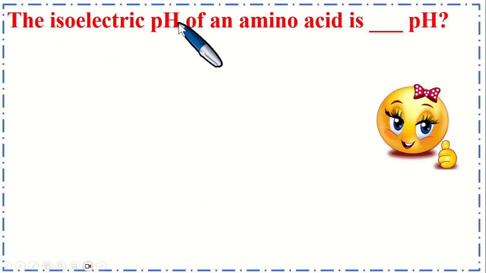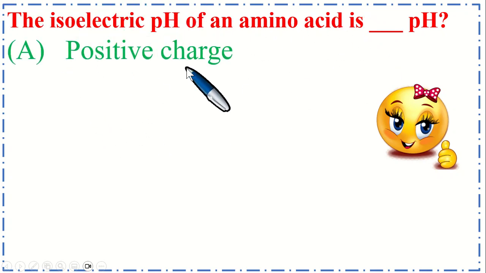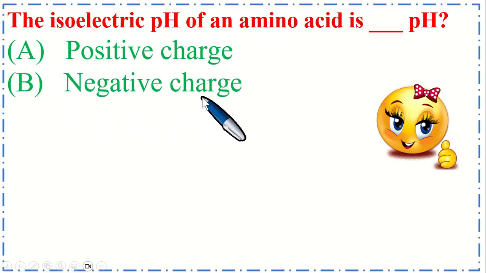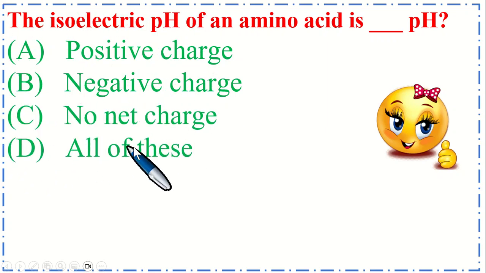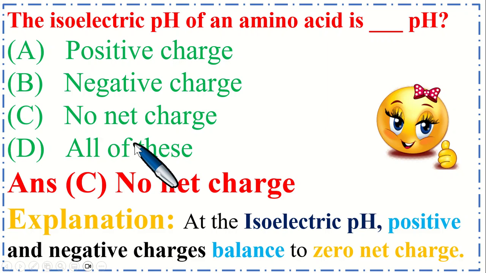The isoelectric pH of an amino acid is the dash pH. Option A, positive charge; B, negative charge; C, no net charge; and option D, all of these. So the correct option is C, no net charge. Explanation: at the isoelectric pH, the positive and negative charges are balanced to zero net charge.